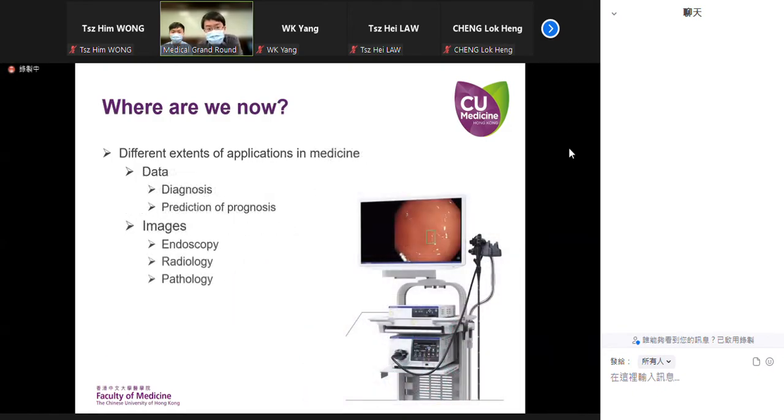So where are we now in medicine? Actually, AI is gaining more attention and also popularity in medicine nowadays as well. It basically can be divided into data or images. For data, it can help in giving us the diagnosis or the prediction of the prognosis of different diseases. While for image analysis, the most popular ones would be the endoscopic photos, and also radiology and also pathology, like the histology slides, which are also gaining popularity to combine with the use of AI. So we can elaborate on it very briefly in this introductory session.